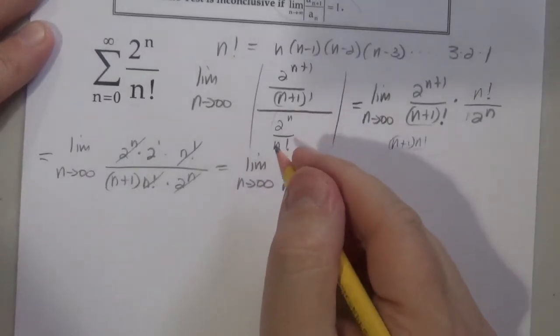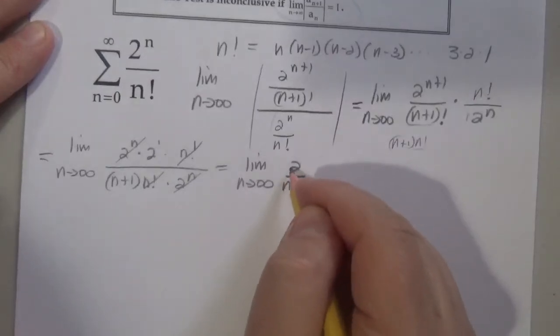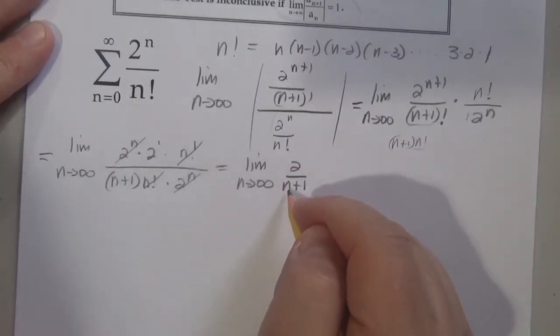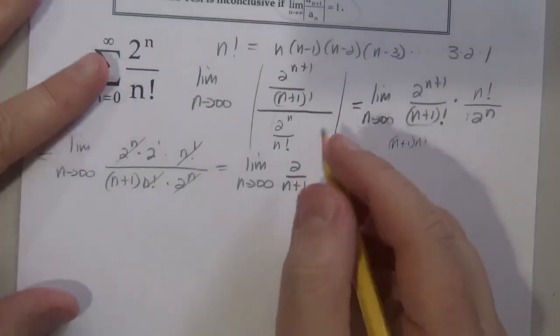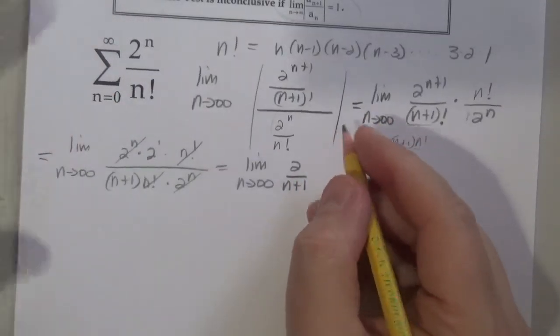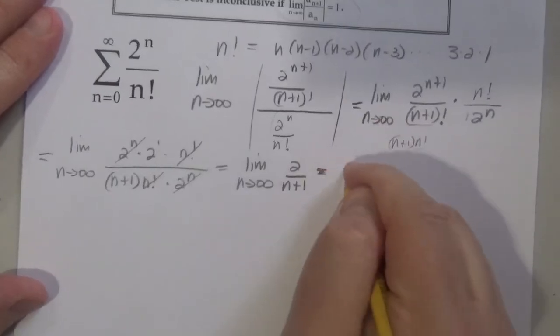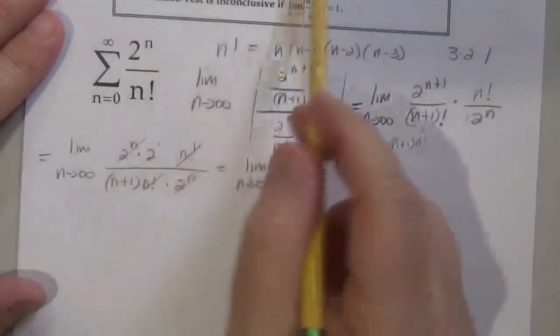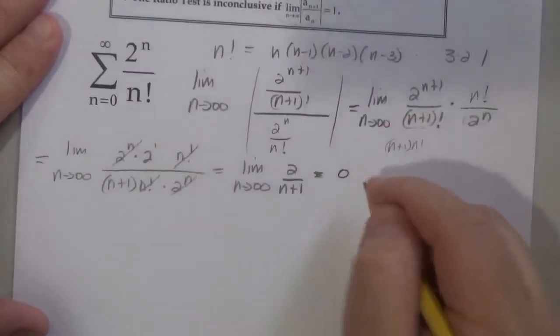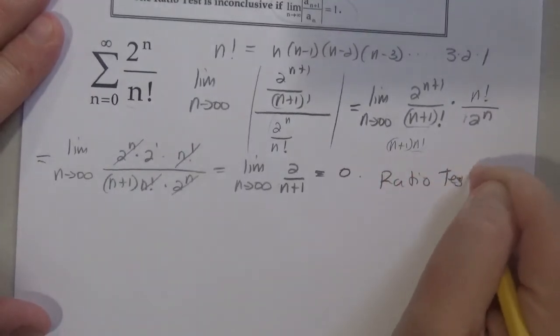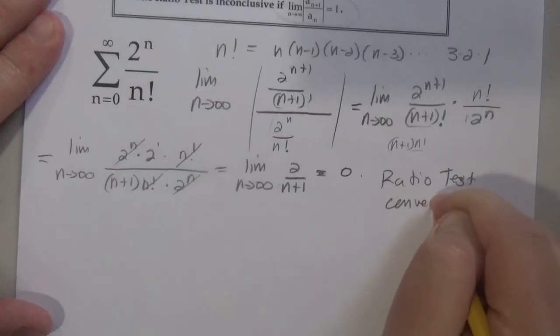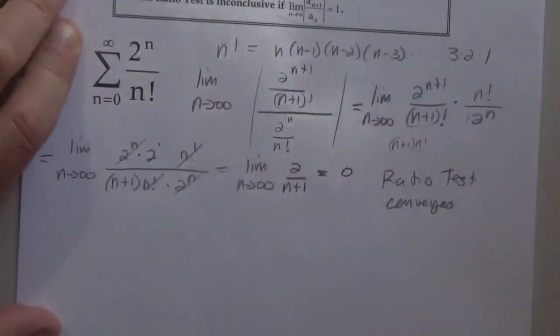This is not a L'Hopital's rule candidate because my numerator is not 0 nor infinity. Everybody should be okay with as n goes to infinity, my denominator is going to get quite large. So therefore, this is just going to equal 0. So therefore, this is convergent. So this is by the ratio test. It converges. So we're all set.